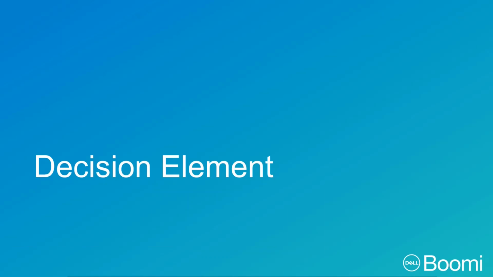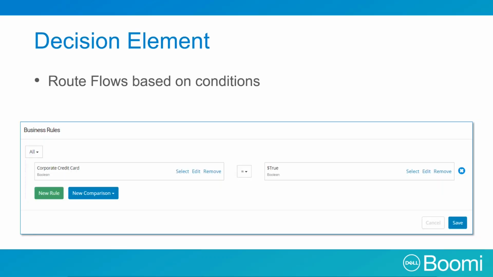In this section, we will speak about the decision element and how it is used in Boomi Flow. The decision element allows the user to route flows via different execution paths depending on a set of conditions. The image shown is a decision created using business rules for verifying if a corporate credit card checkbox is selected by the user. If the checkbox is ticked, then the user will receive an email message regarding their corporate credit card. If the checkbox is not ticked, the flow would not proceed past this outcome. This is just one example of how a decision element can be used within Boomi Flow.